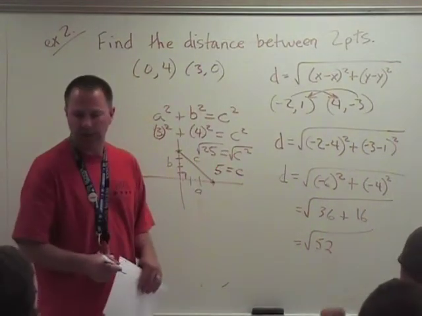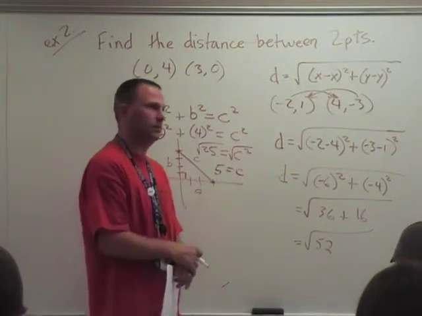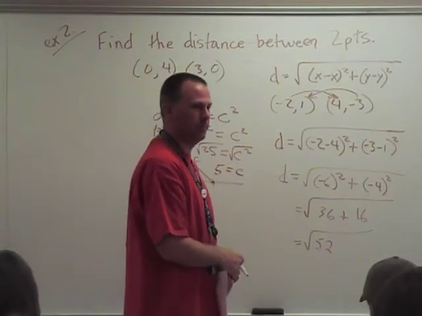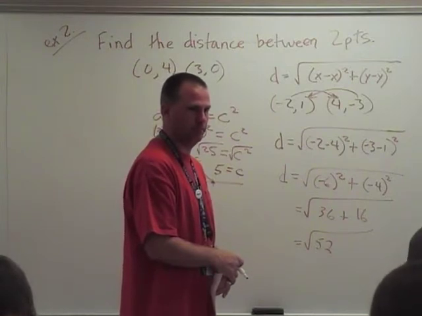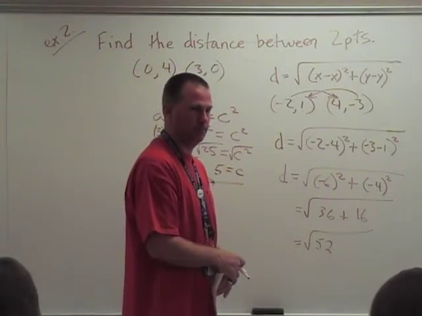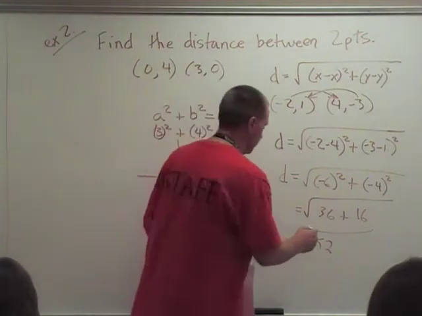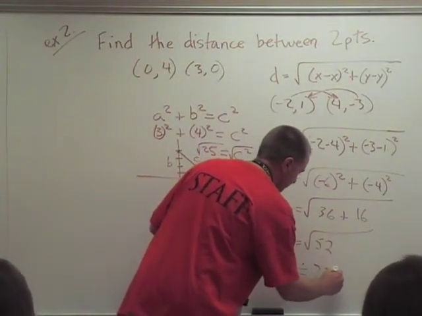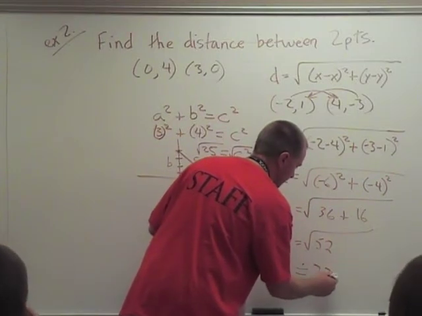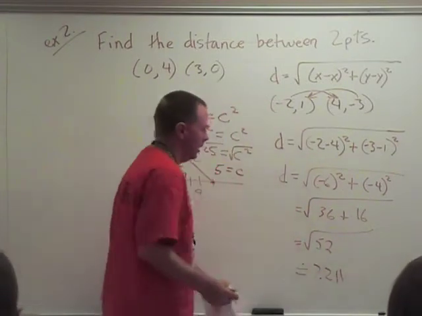Handy dandy calculator, what do you get? Square root of 52. Oh, it's square root. 7.21110255. 7.2 what? 10. Oh my gosh. Alright.